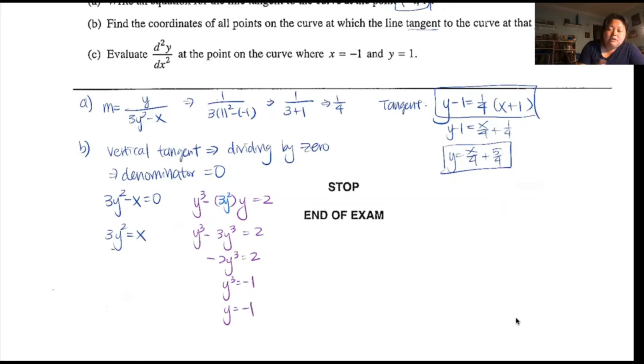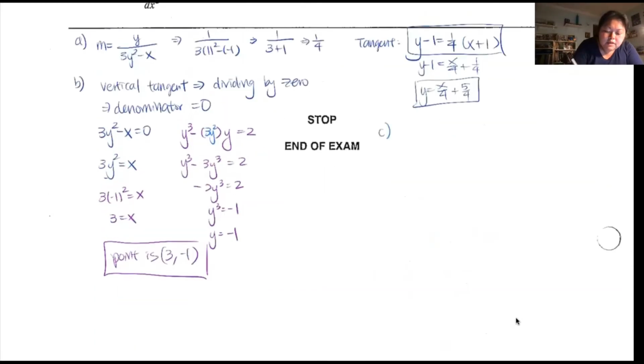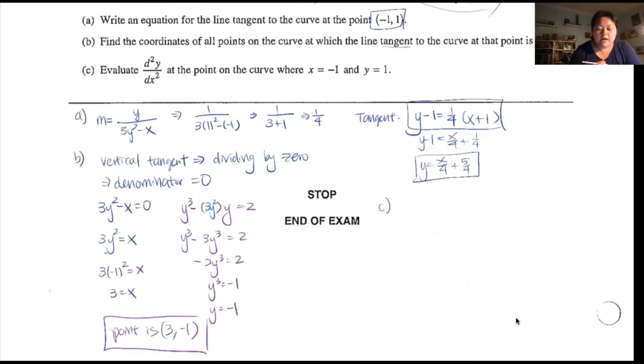And now plug it back in to solve for the x because you want to find all the points that this is happening. So y equals negative 1, you get 3 times negative 1 squared equals x. So 3 equals x. So the point is (3, -1). All right, for part C, you are looking for the second derivative on the curve where x equals negative 1 and y equals 1.